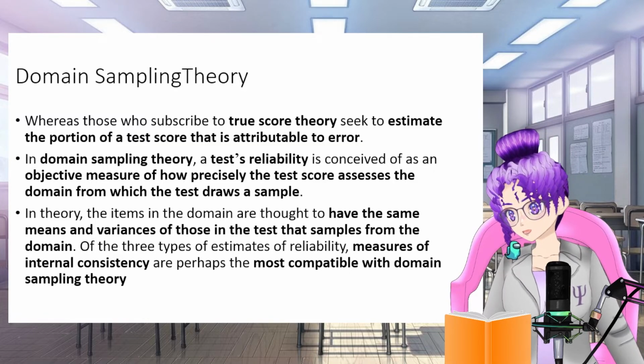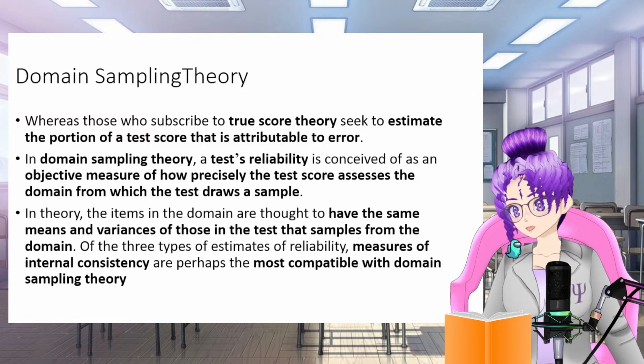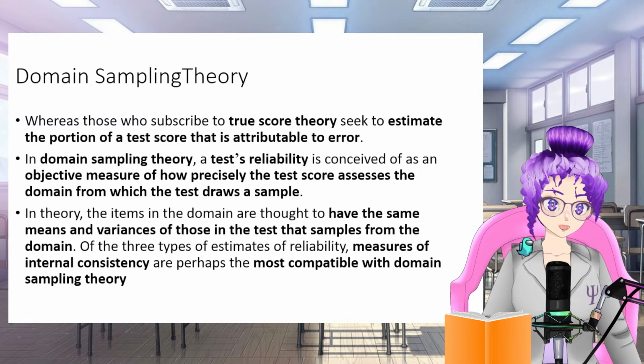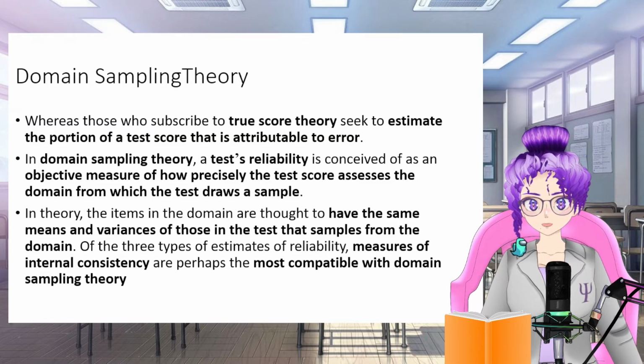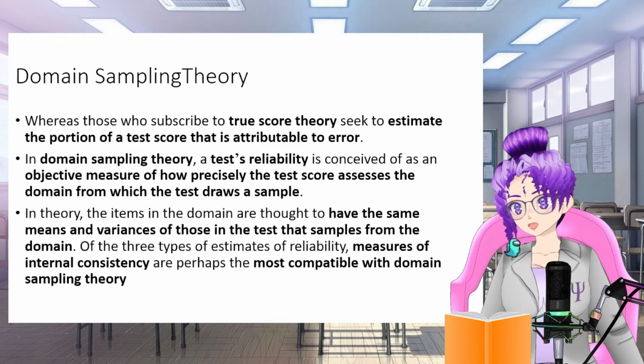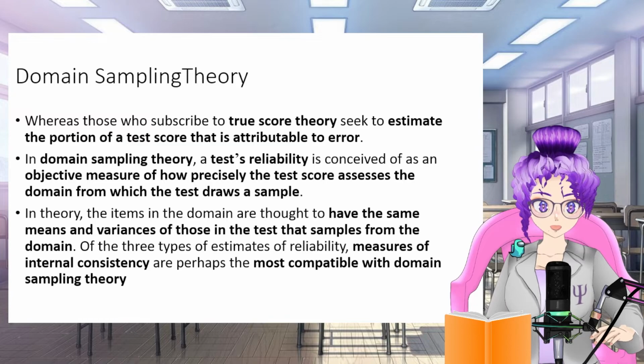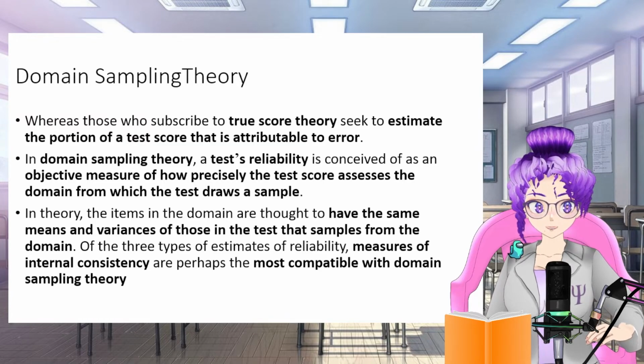In theory, the items in the domain are thought to have the same means and variances as those in a test that samples from the domain. Of the three types of estimate of reliability, measures of internal consistency are perhaps the most compatible with domain sampling theory. So, domain sampling theory simply states that we are seeking how reliable a test is based on domains that are sampled, or the items that are sampled based on a certain construct.